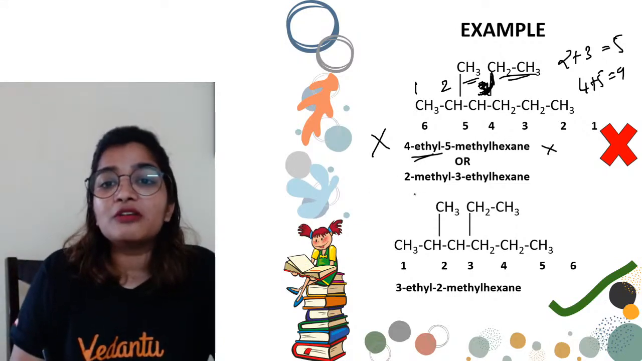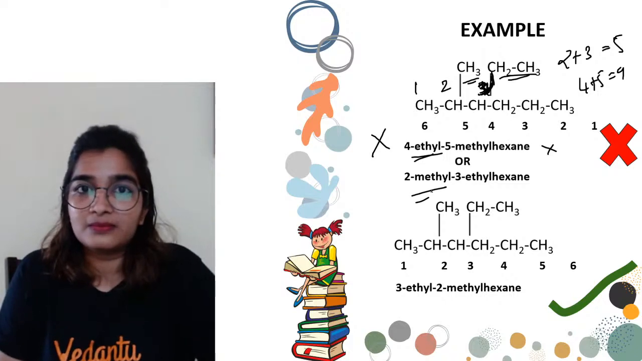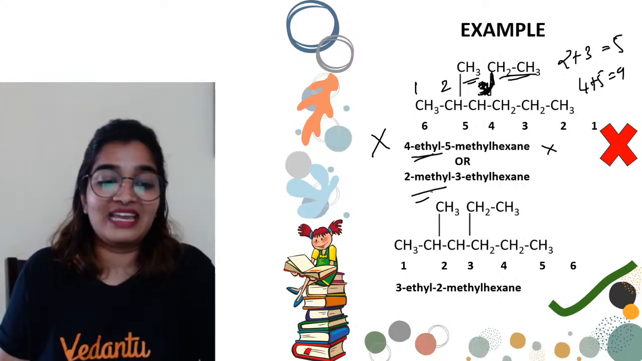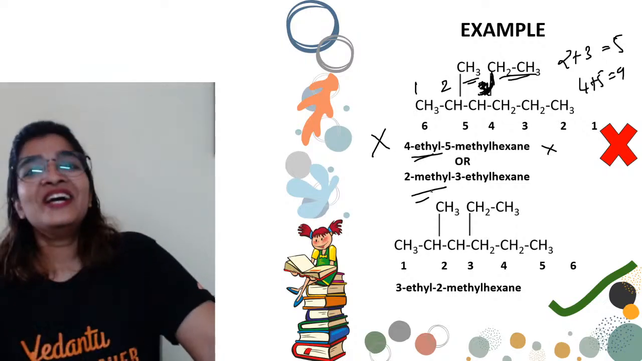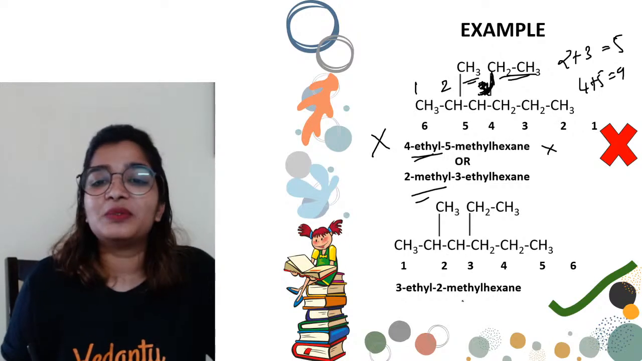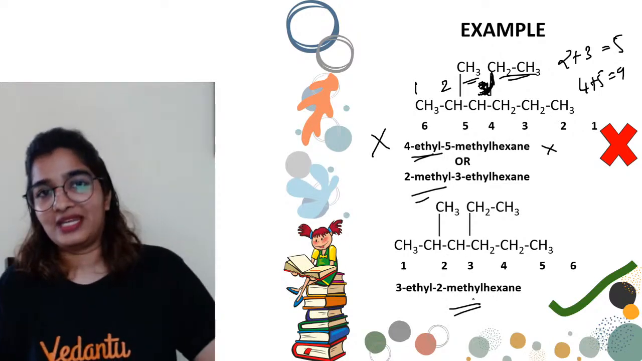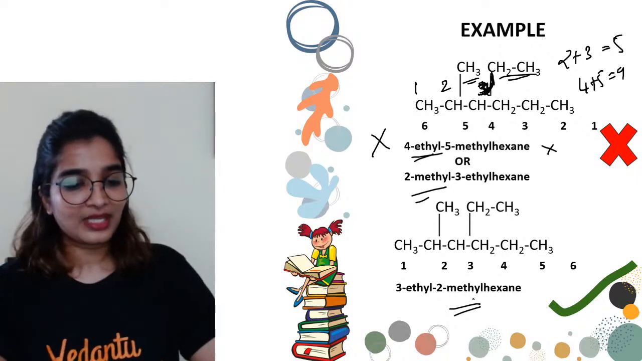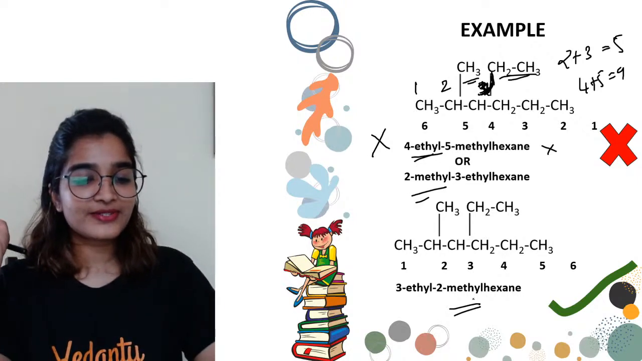And coming to this one, where is the alphabetical order? Should I teach you A, B, C, D also now? Huh? A, B, C, D. No, right? So we all know E comes before M. So this will be the right way to name this compound. So 3 ethyl, 2 methyl hexane. Clear? Yes?